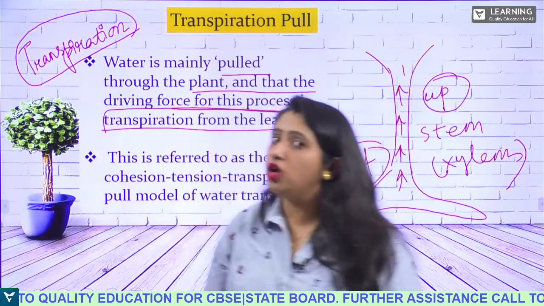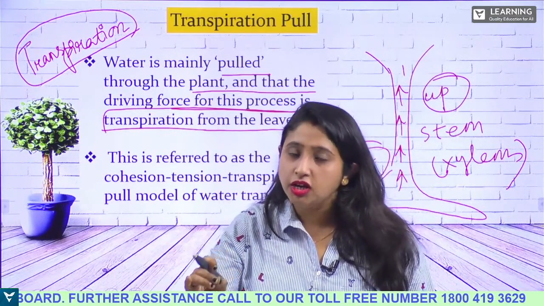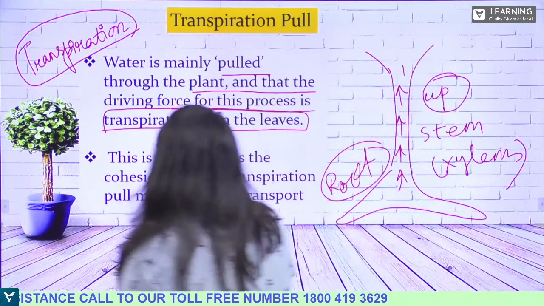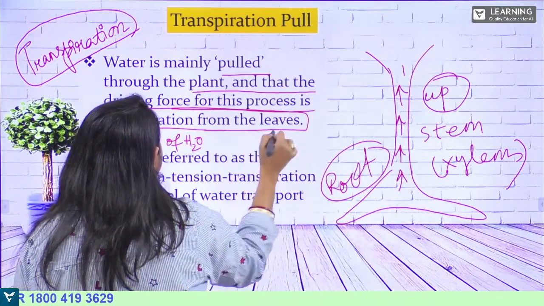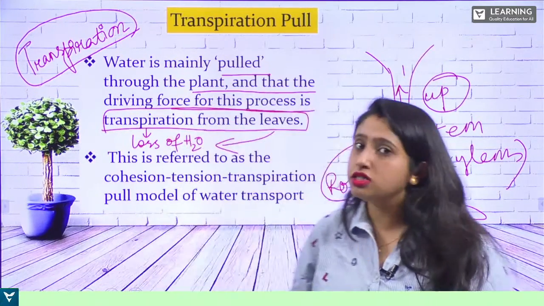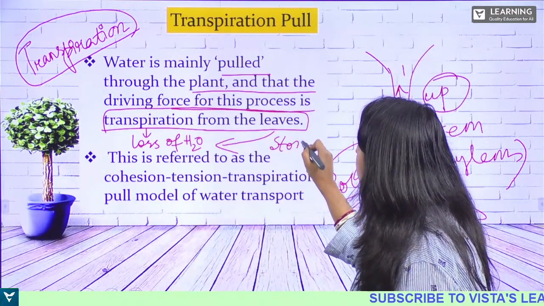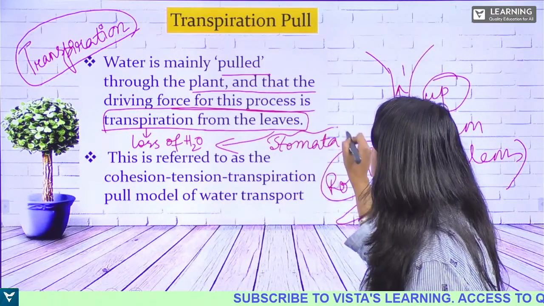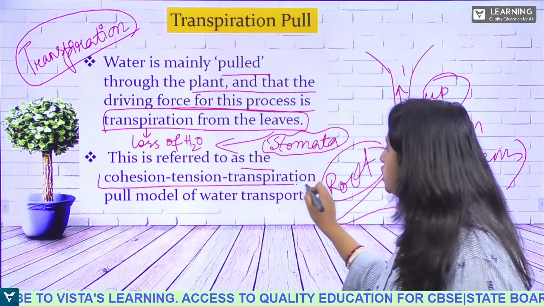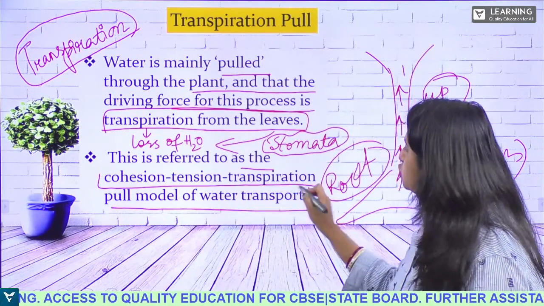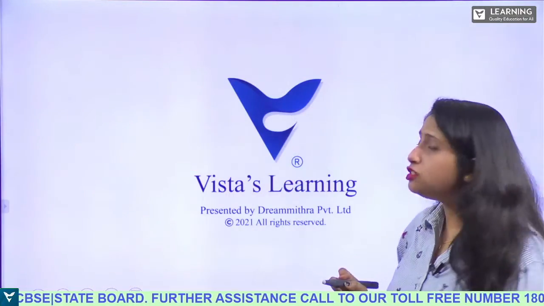Transpiration is the loss of water from the leaves of the plants through the stomata. So here stomata is involved. This is transpiration pull. It is referred to as the cohesion tension transpiration pull model of water transport. So this is all about it.